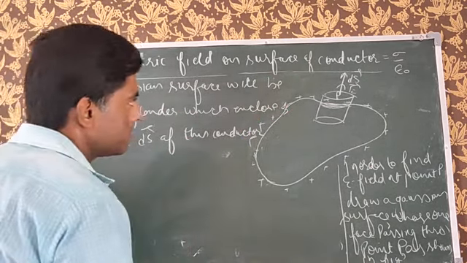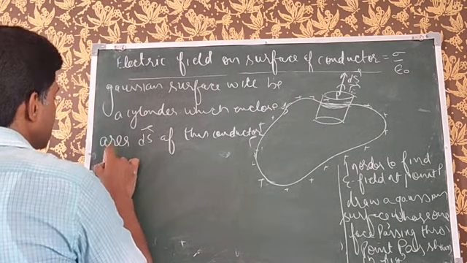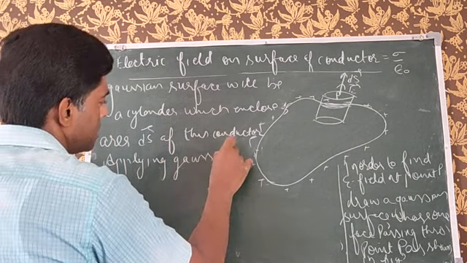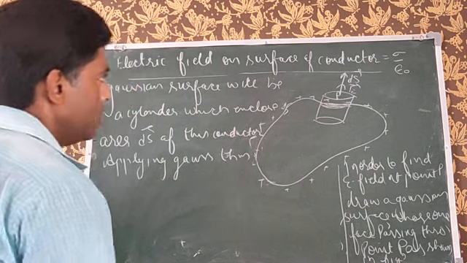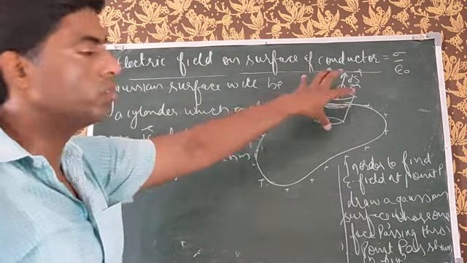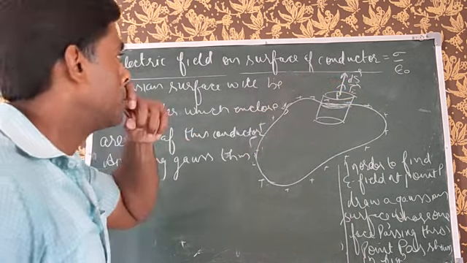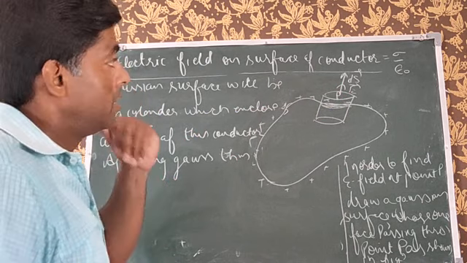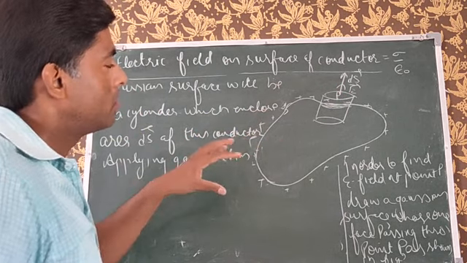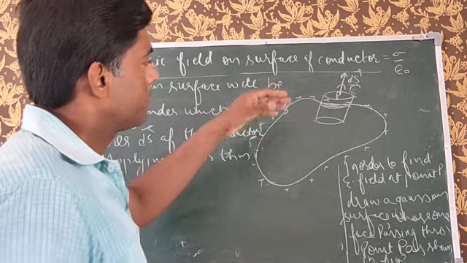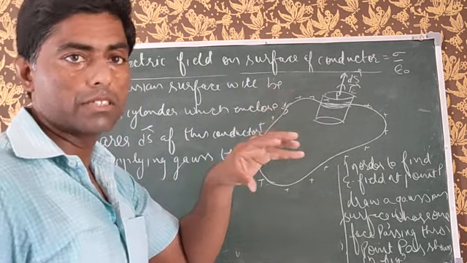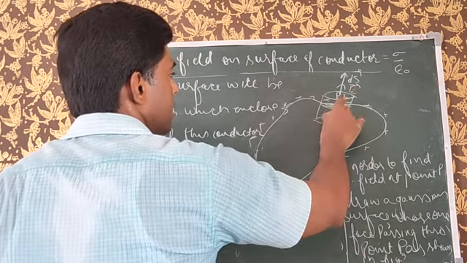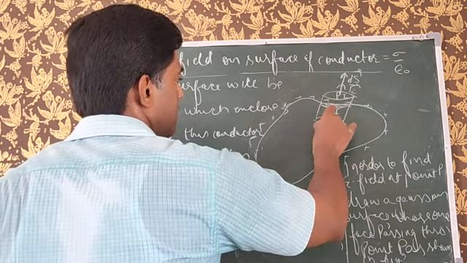So now applying Gauss theorem in this situation. Applying Gauss theorem, what we get? We get the total electric flux through this cylinder. Now the total electric flux through this cylinder can be found by finding the electric flux through its three faces. It has three faces. One is this upper one, the second one is this middle one, and the third one is this lower one.